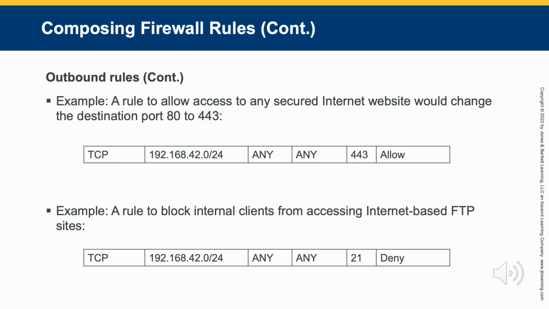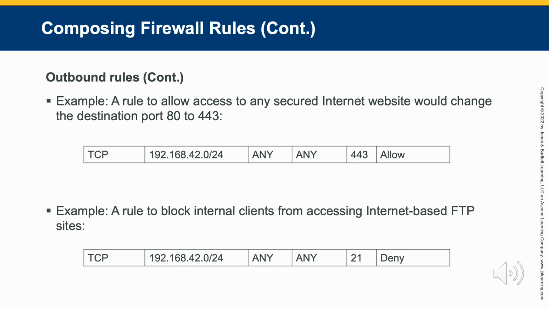We'll continue with another example here. A rule to allow access to any secured internet website would change the destination port to 443. Again, protocol TCP, source network would be this network, 192.168.42. Source port would be any. Destination address would be where it's going to, any address. And then on port 443, which is HTTPS, allow that to happen.